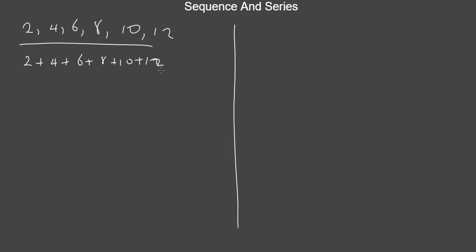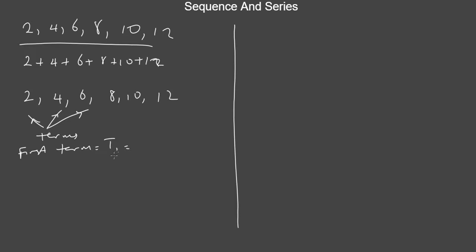So now let's talk about some terms you may come across. When you look at the sequence like this, we refer to each of these numbers as terms. So you can say that the first term, which we write as T1, is 2. The second term, which is T2, is 4. And the third term, which is T3, is 6, and so on. So we refer to each of these as terms.